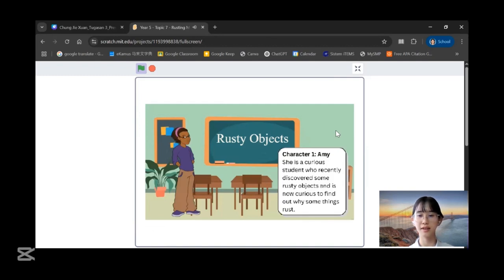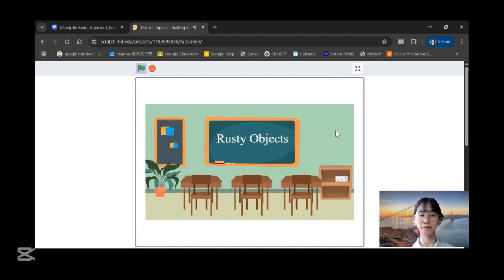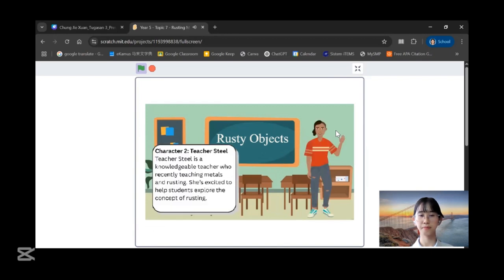Character 1, Amy. She's a curious student who recently discovered some rusty objects and is now curious to find out why some things rust. Character 2, Teacher Stu. Teacher Stu is a knowledgeable teacher who recently has been teaching about metals rusting. She's excited to help students explore the concept of rusting.